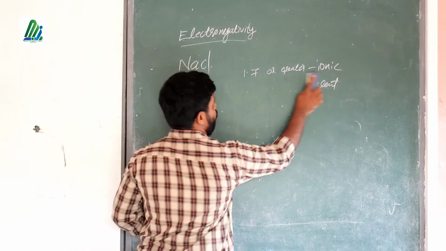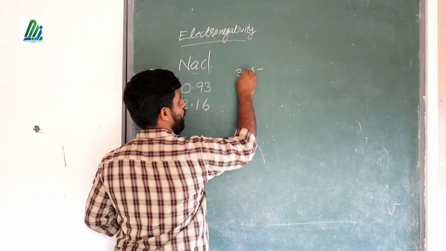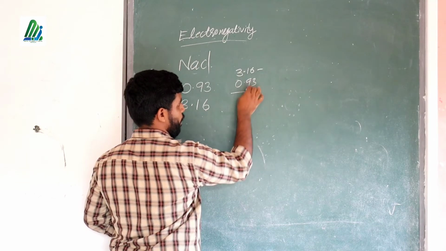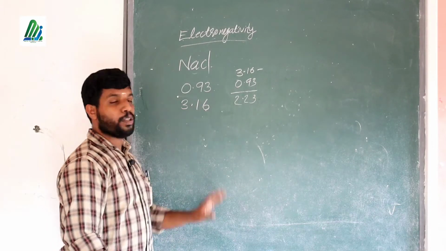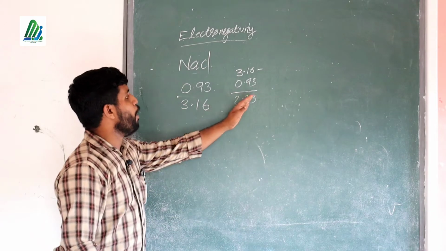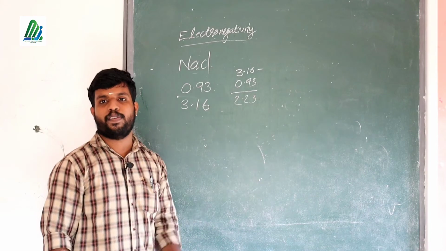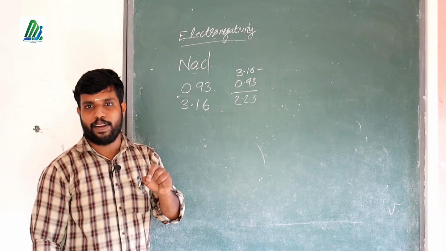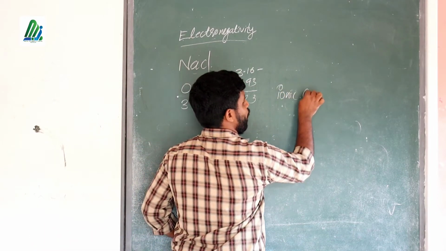Here we want to find the difference in these values. 3.16 minus 0.93. So 6 minus 3, 11 minus 9, 2. We get the answer 2.23. The value 2.23 is greater than 1.7. If the value is greater than 1.7, it is an ionic compound. So sodium chloride is an ionic compound.